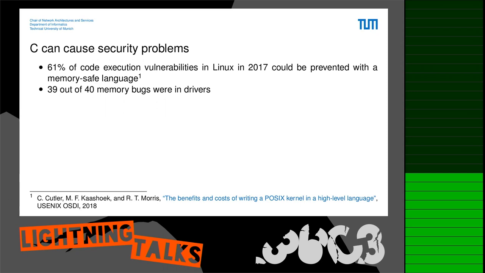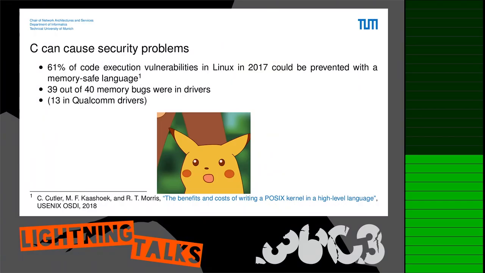And we took this data from this study, it's linked down below, and looked at where these bugs actually occurred. Out of the 40 bugs that could have been prevented with a better language, 39 of them were in drivers. And when doing a group by vendor, who's the vendor with the most bugs, 13 were in Qualcomm drivers. This was really, really surprising. I thought they had really high quality drivers, but yeah.